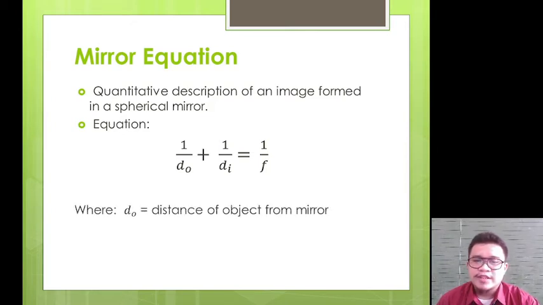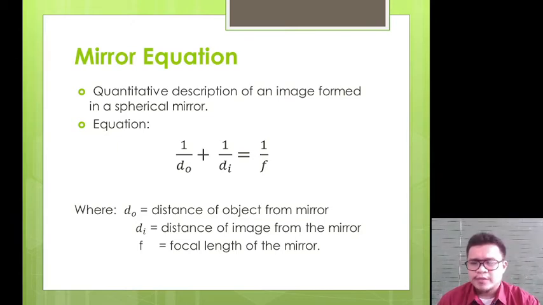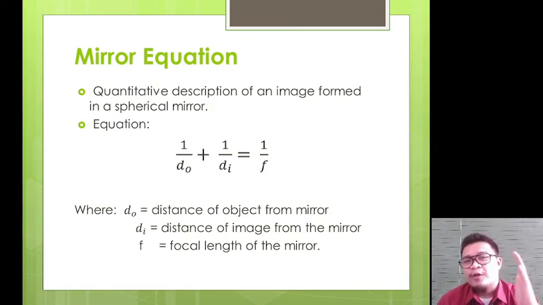Now, let us further describe these variables. D sub o is the distance of the object from the mirror. D sub i is the distance of the image from the mirror. And f is our focal length of the mirror. So this equation, at first glance, looks so complex, but in fact, it's quite simple. It tells us that the image characteristics of a convex or a concave mirror are actually dependent on the object's distance from the mirror as well as the focal length of the mirror.